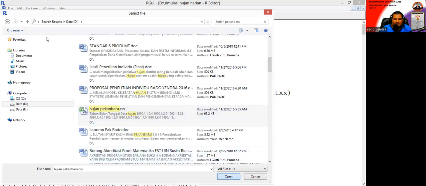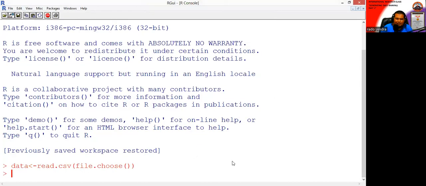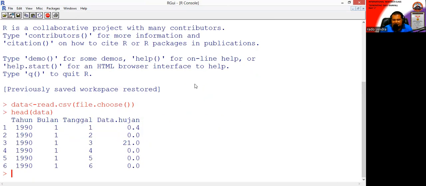So we check on the console. To check the first data, we use the function head data. You can check here. We have four columns in the data, namely years, months, day, and our rainfall data. 0 means no rainfall. If not 0, it means rainfall.